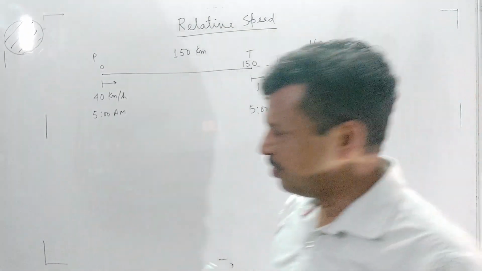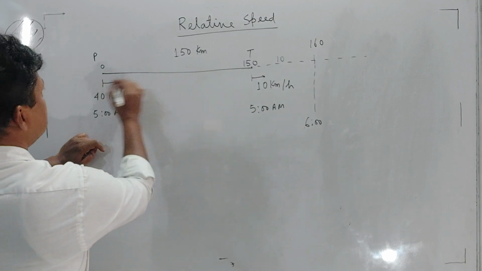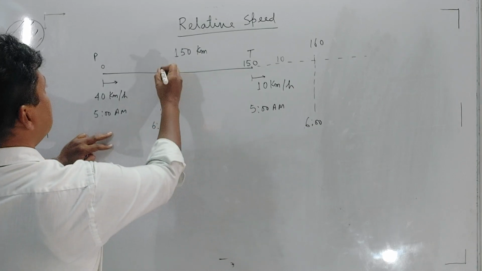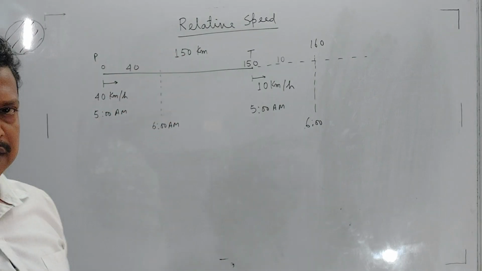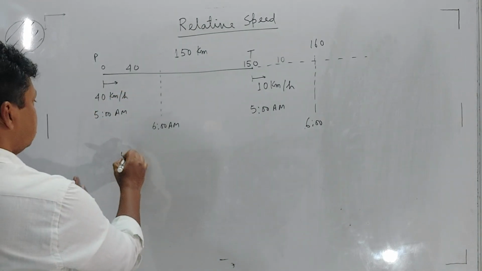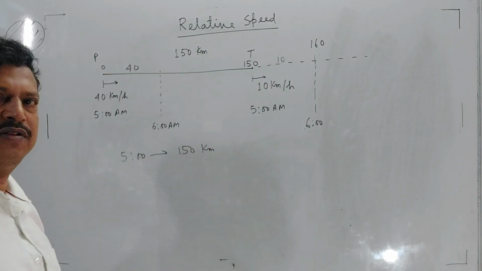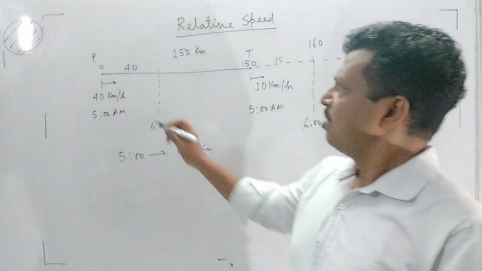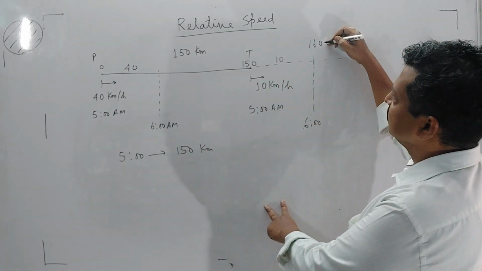Okay. Now the police after 1 hour will be traveling 40 kilometer. So police will be 40 kilometer ahead at 6 a.m. Now let us understand at 5 a.m., what is the distance between police and thief? This was 150 kilometer. Fine. And after 1 hour, what is the situation? The situation is police is at 40 mark and the thief is at 160 mark.